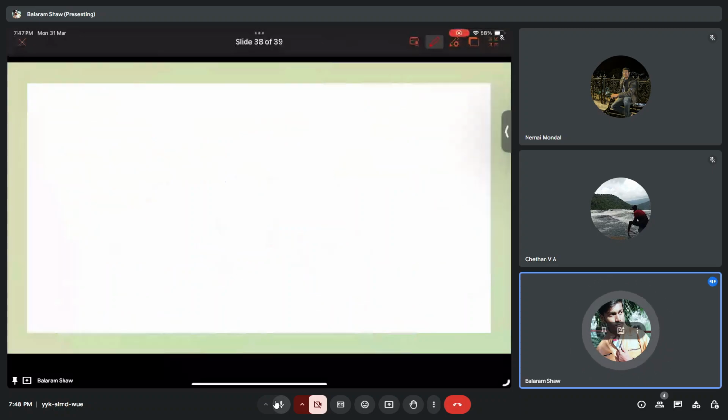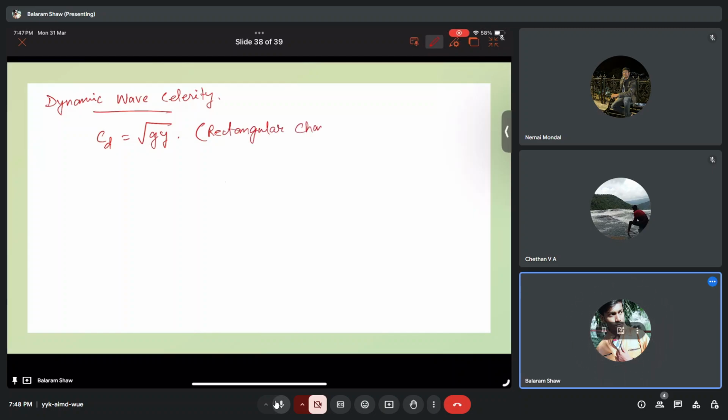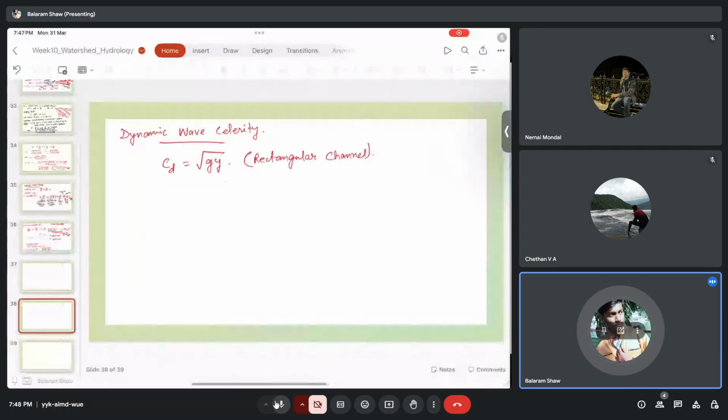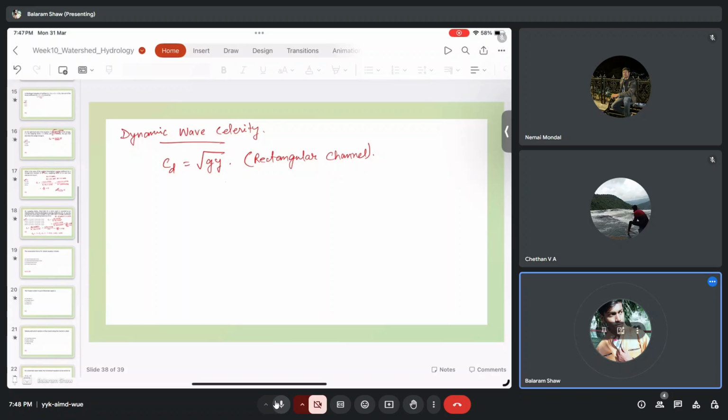And for dynamic wave celerity, what it will be? Dynamic wave celerity, it will be written as CD is equals to root over G into Y. This is for rectangular channel. Okay, and then we can see the motion of flood wave and all. We have seen all those in the questions. So now we'll jump to some questions. I think that will be today's questions.